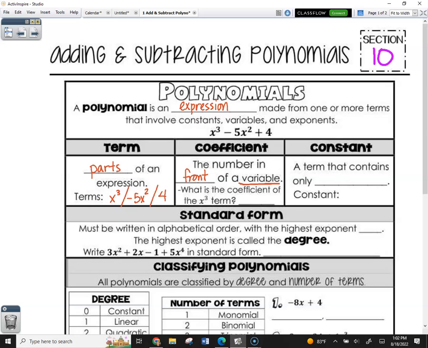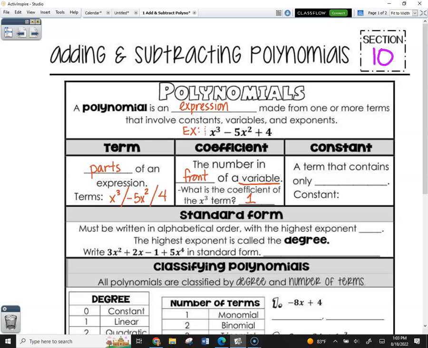So for example, if this is our example that we're looking at right here, we broke it down to show that x cubed, negative 5x squared, and 4 are the 3 terms that are in this polynomial. What is the coefficient of the x cubed term? You would come right here in front of it and you would look, and in this case it is the number 1. What is the coefficient of the x squared term? -5.